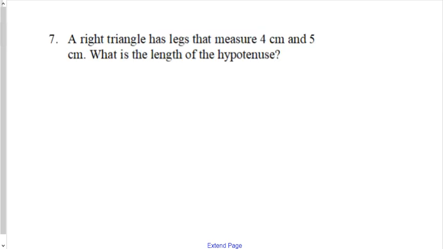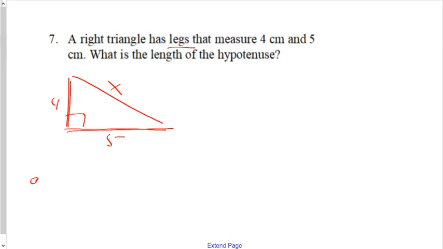Question 7 actually was probably the easiest one now that I say it. A right triangle has sides that measure 4 and 5. Those are legs, so it's a leg and a leg. What is the length of the hypotenuse? If you did a squared plus b squared equals c squared, which is the Pythagorean theorem, then a is your 4, b is your 5, and c is your x.